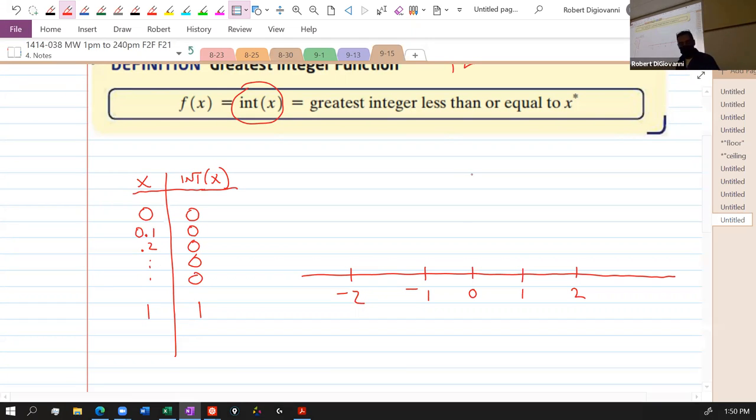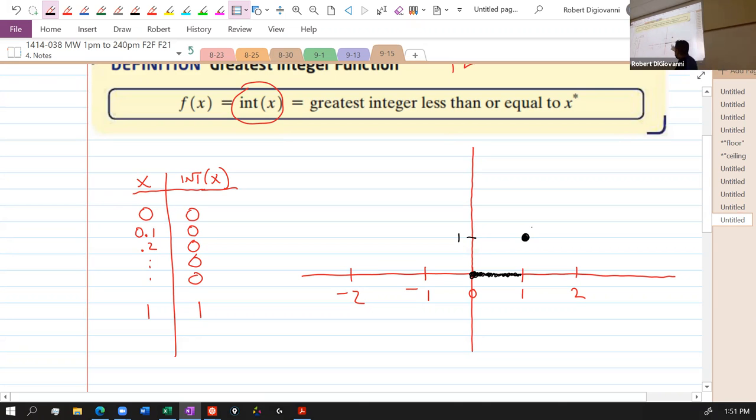Okay, so I'm going to start to try and graph this over here. What happens when I plug in zero? Zero. And when I plug in 0.1? Zero. 0.2? Zero, zero, zero, all the way until I get to one. What happens when I get to one? I jump up to one. It's going to look like a staircase. So when I plug in one, I get this, right?